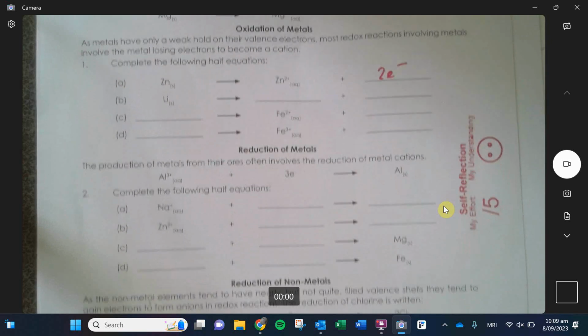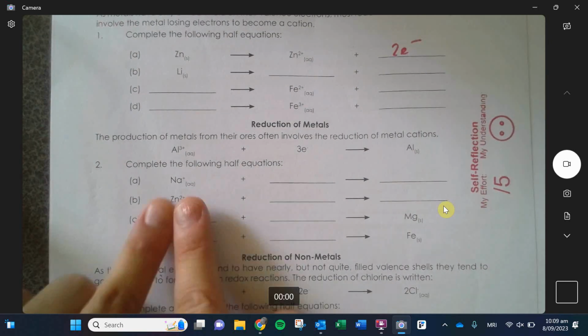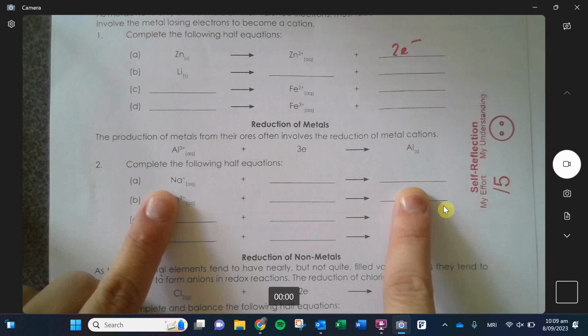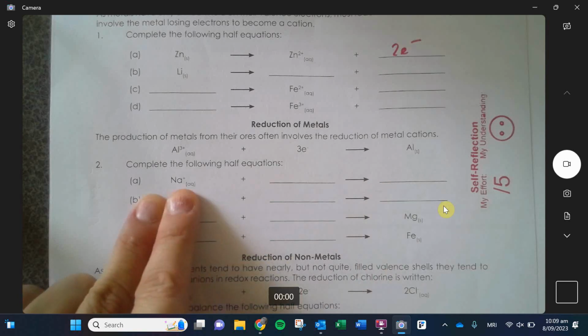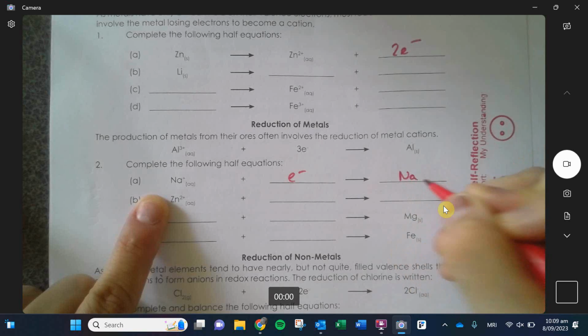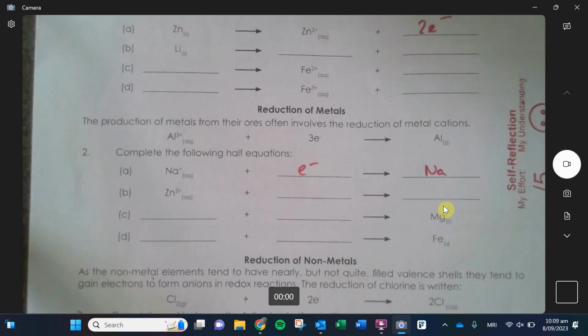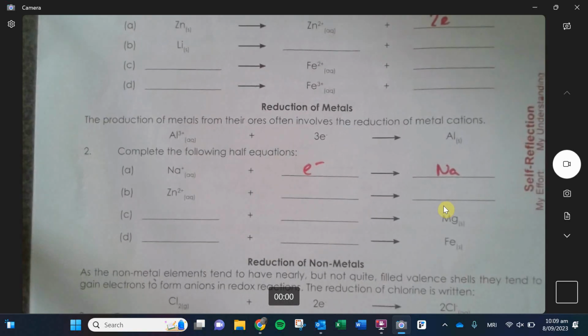The next one down, we have the metal ions going back to the metals. So we're thinking about them gaining electrons and going back to the elemental form. So for example, sodium has gained an electron. It's becoming the sodium element. So that's all we're doing with those. Are we okay with that? You guys see it okay?